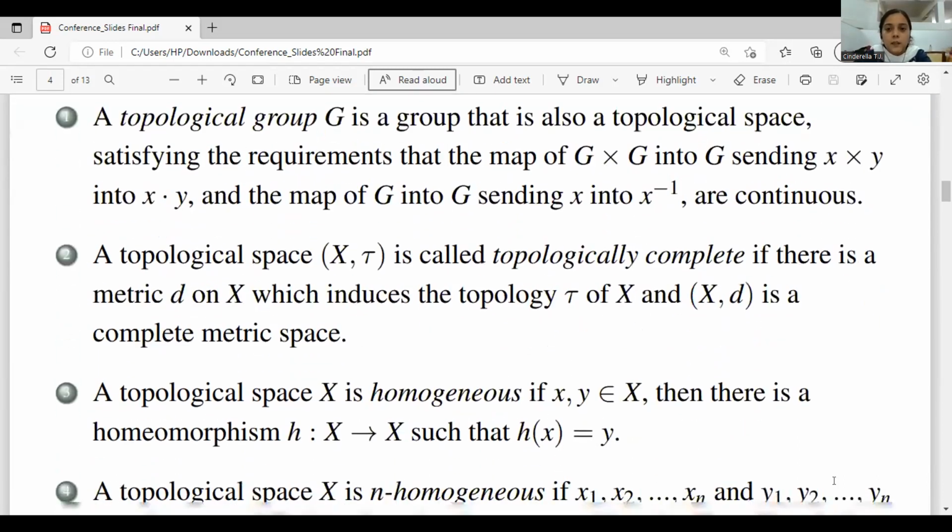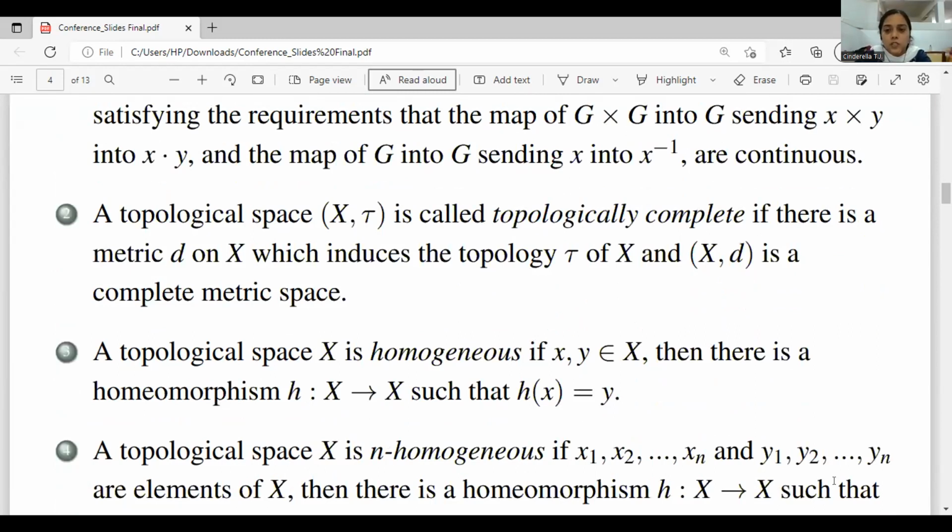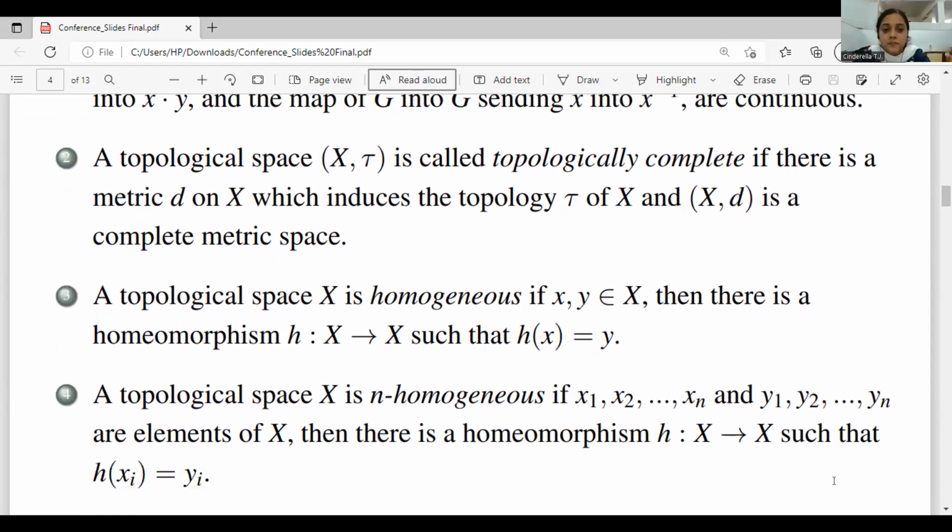Now, coming to the second definition, that is topologically complete. We say that a topological space is topologically complete if there exists a metric that generates that topology and the space together with that metric is a complete metric space. As an example, we have the set of irrationals.